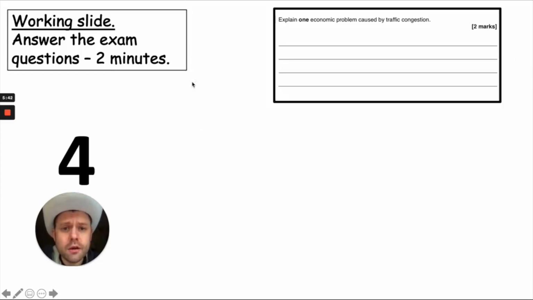So, this question, okay, another 2 marker, explain one economic problem caused by traffic congestion. Now you might think, oh, well, there's nothing about traffic congestion in that video. The exam is going to expect you to have a general understanding and be able to apply it to specific things.